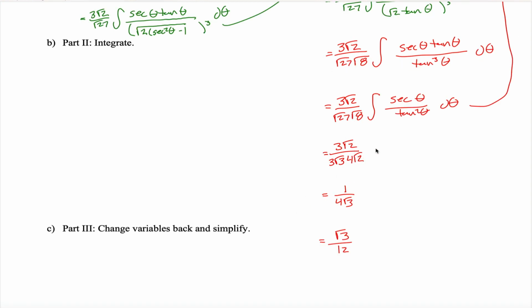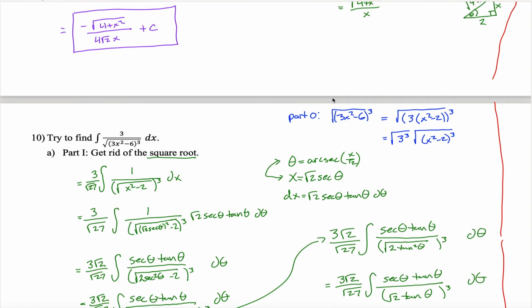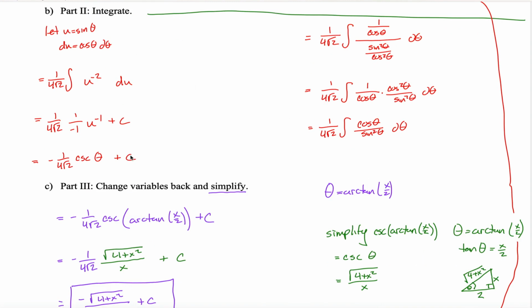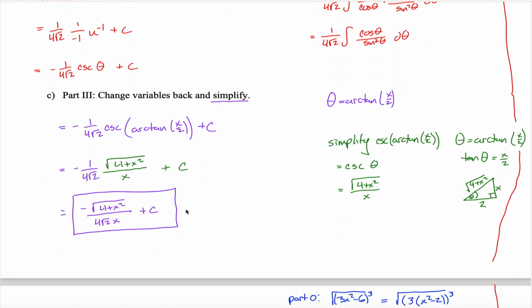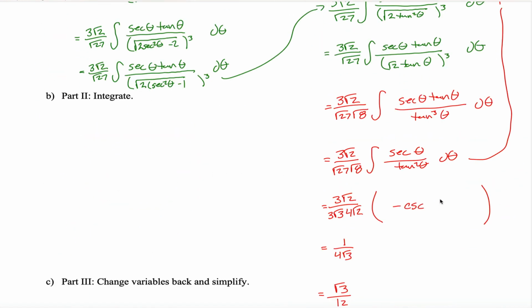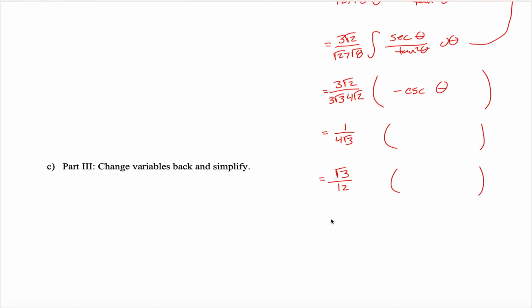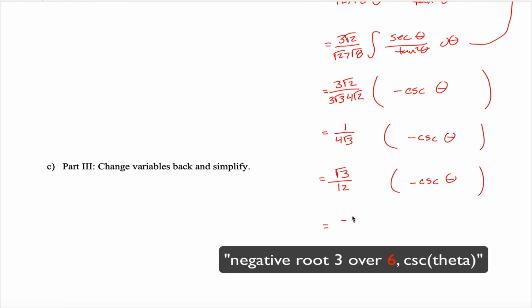Really, I'm not super worried about the coefficient. What I'm worried about is what goes inside these parentheses. And what goes inside these parentheses is the antiderivative of secant of theta divided by tangent squared theta, which as we saw above is the antiderivative of cosine of theta divided by sine squared theta, which as we saw over here is just negative cosecant of theta, which I can write inside these parentheses, or these parentheses, or these parentheses. The point is I'm all done integrating. I got negative root 3 over 12 cosecant of theta, technically plus c.